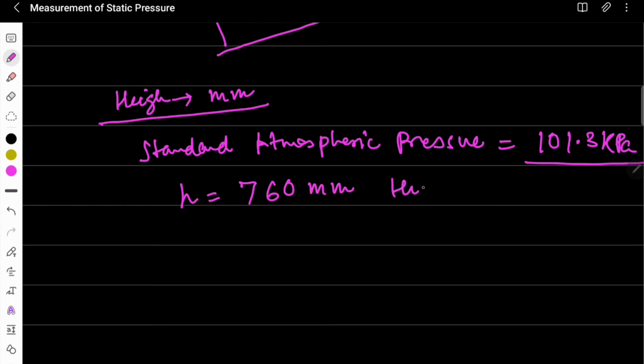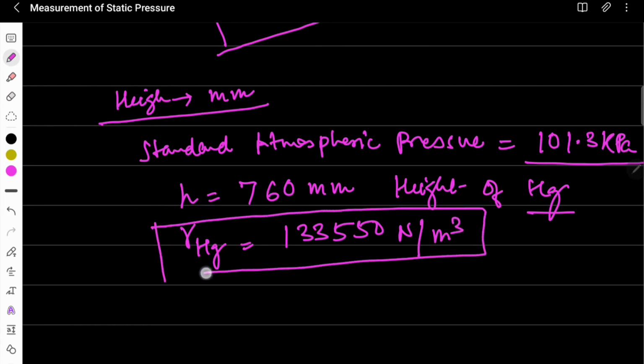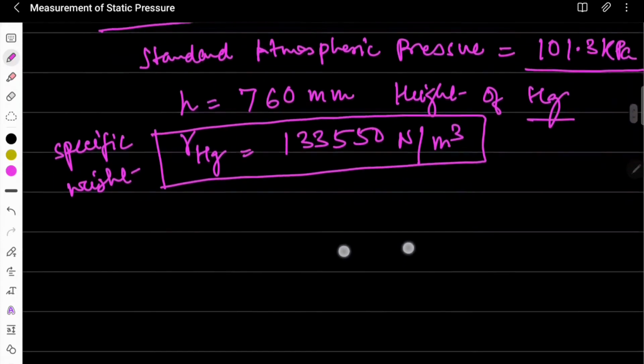This height of column is required for creating an equivalent pressure to the atmospheric pressure. Now, let's talk about what the density of this mercury is. The exact value is 133,550 Newton per meter cube. That is not density, this should be called the specific weight. So this is the specific weight of the mercury.